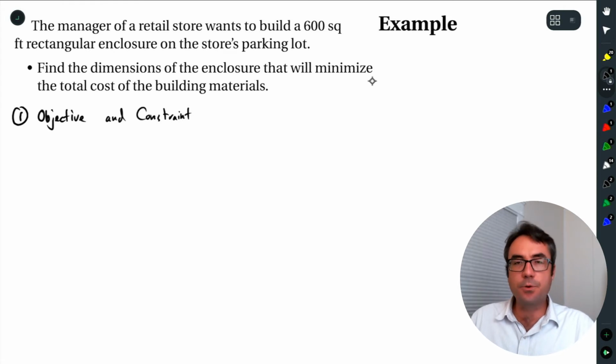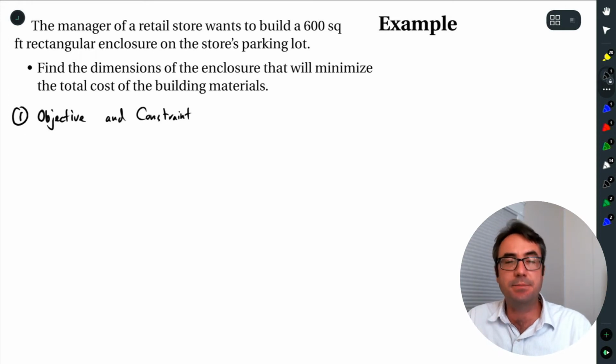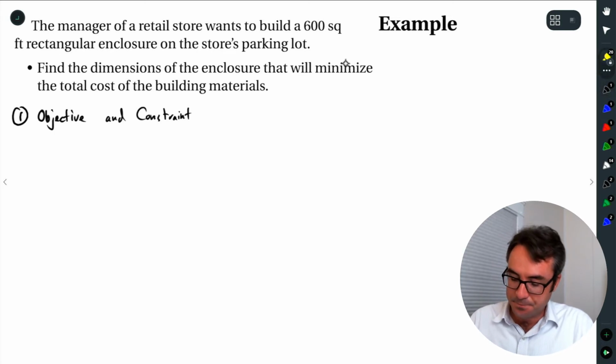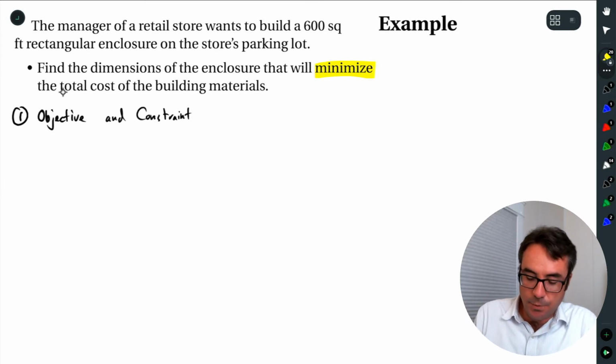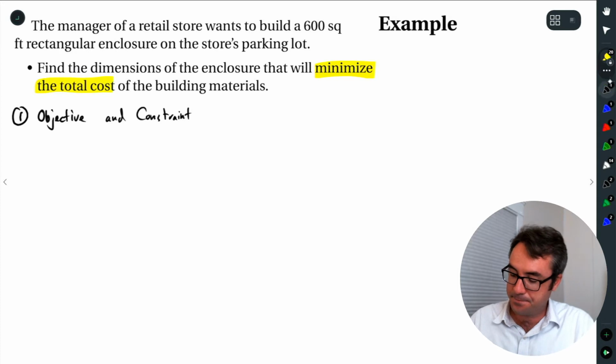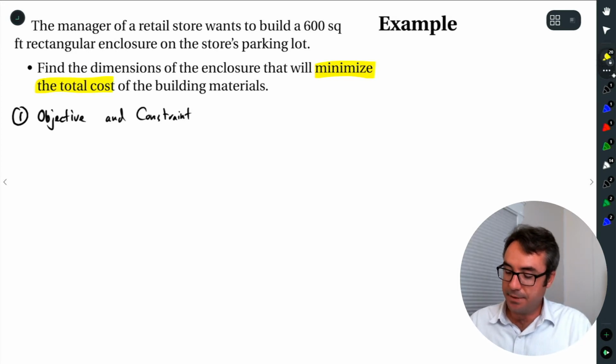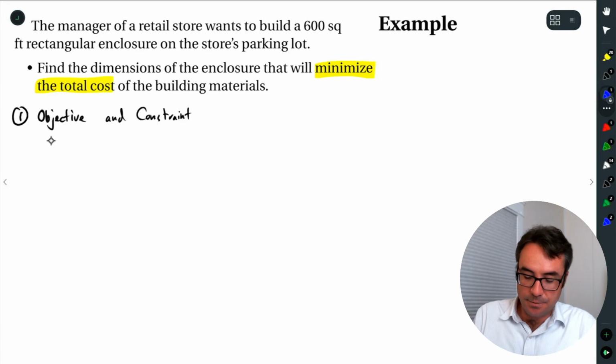So when we read through this, the objective is the thing that we want to maximize or minimize. So you're looking for some kind of wording indicating maximum or largest or smallest or minimum. And what we're seeing here is minimize. We want to minimize the total cost. So that's really telling us that the objective is going to be the cost. That's what we want to minimize.